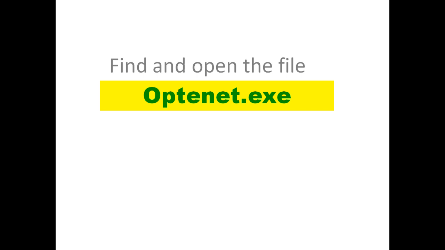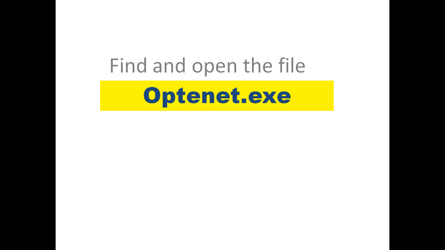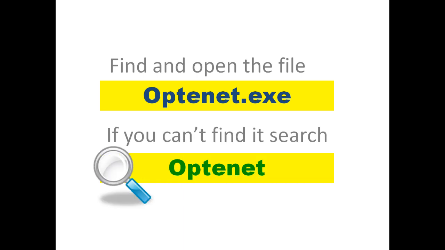If you save the download file, instead of running it, locate the file you have downloaded. The file is called optenet.exe. All downloaded files on your computer are usually downloaded to the same default location, unless you defined otherwise. If you do have trouble finding the file, you can just search Optenet.